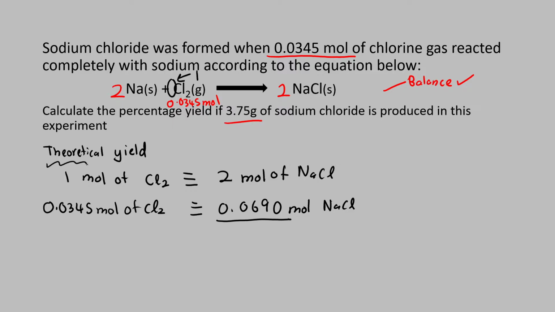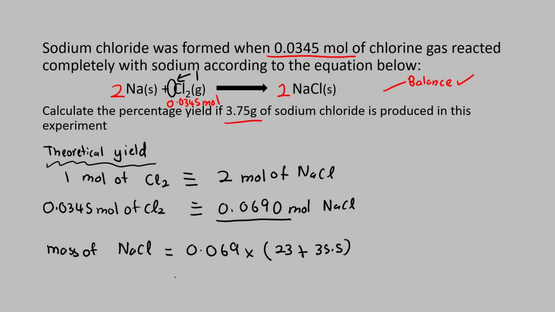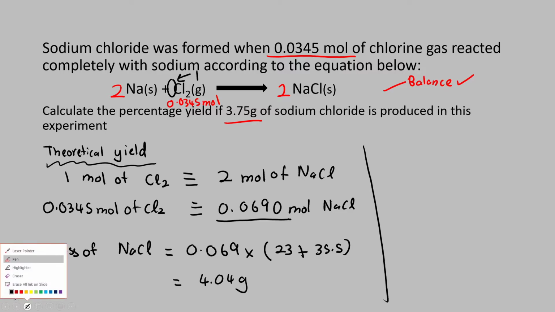For the theoretical yield, since the question gives grams, we compare in grams. So we convert to mass. The mass of NaCl that we should get is equivalent to 0.069 times, sodium is 23, there is 1 so no need to multiply, plus chlorine is 35.5. So you should get 4.04 grams, right?